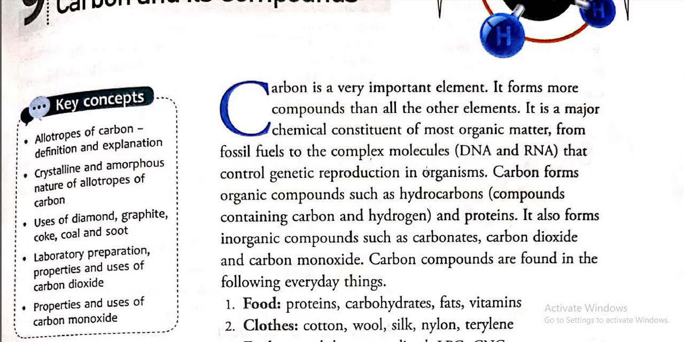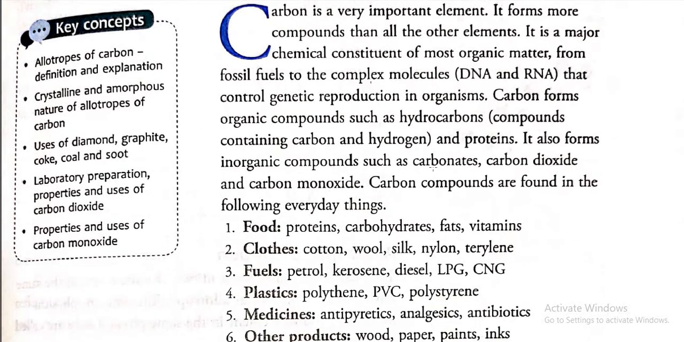Carbon forms organic compounds such as hydrocarbons. Hydrocarbon means the compounds which contain only carbon and hydrogen, and proteins. It also forms inorganic compounds such as carbonates, carbon dioxide, carbon monoxide. Now the difference between organic compounds and inorganic compounds is organic compounds are the compounds which are obtained from living organisms like plants and animals, whereas inorganic compound means the compounds which are obtained from minerals. They are called inorganic compounds.